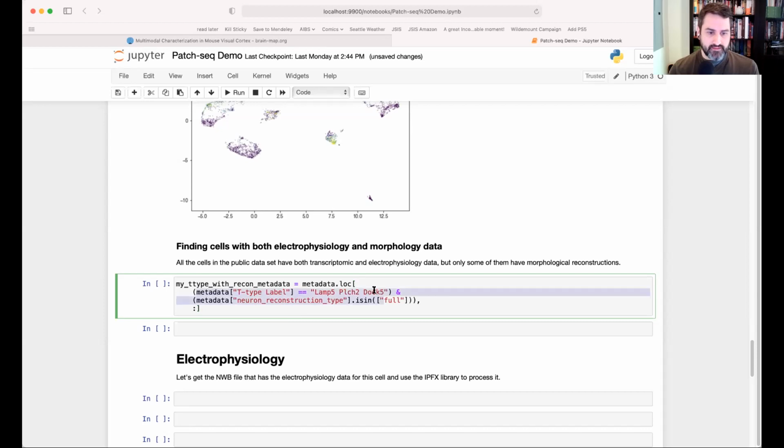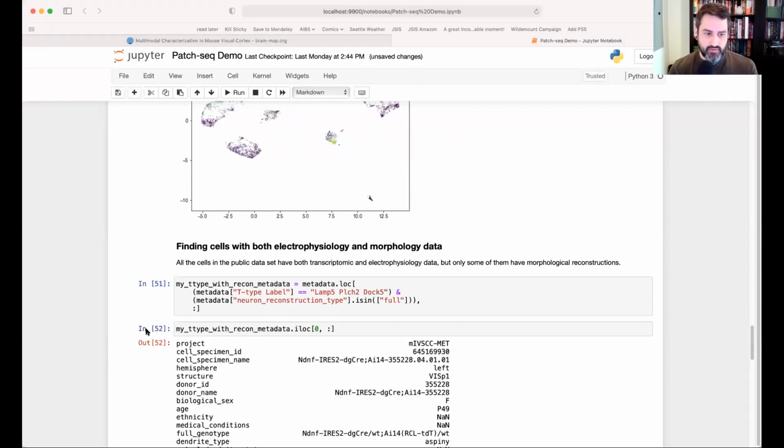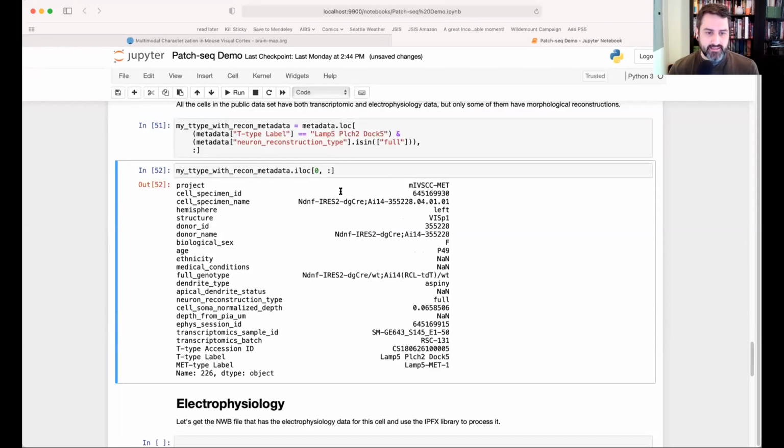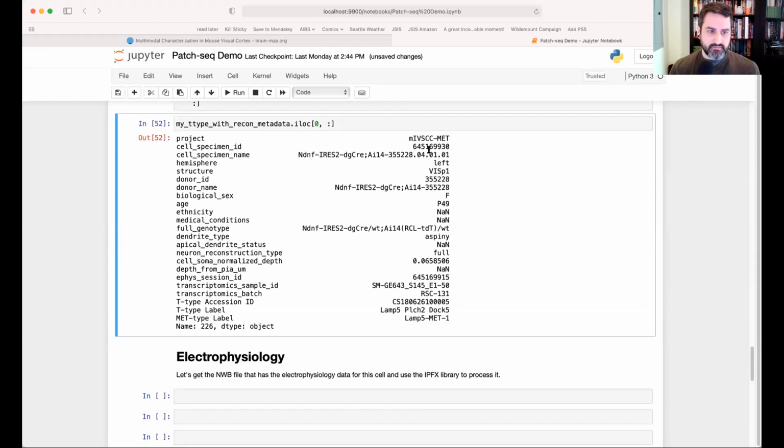So again, we're going to find the cells that have our particular T-type, and then also cells where we have a full neuronal reconstruction. We'll just take the first cell that we get, so we can see its specimen ID here, as our example cell that we're going to calculate properties from its electrophysiology and morphology.